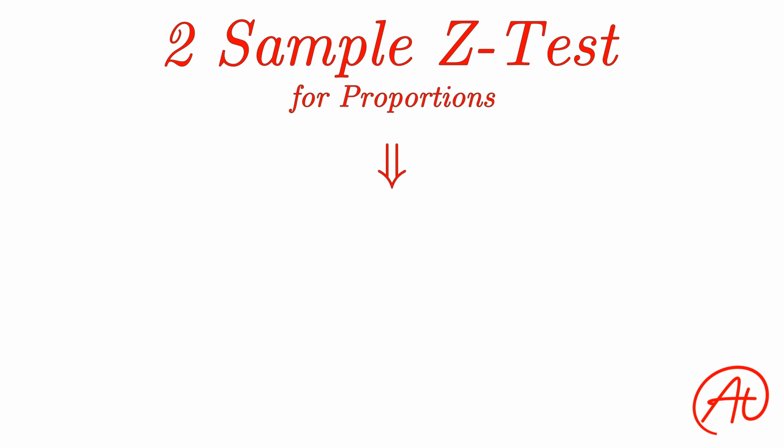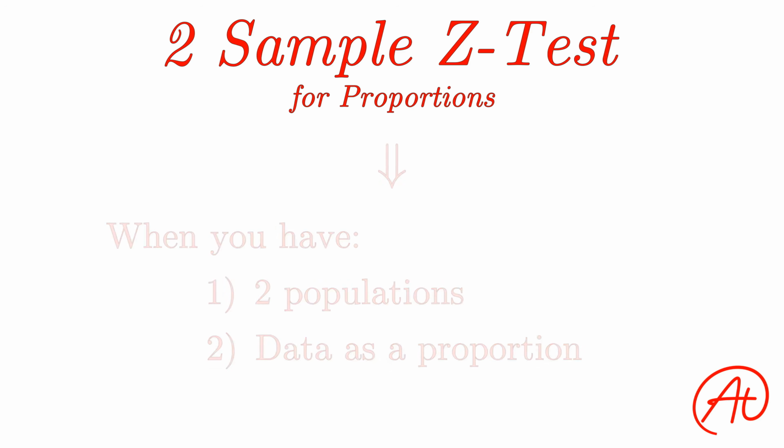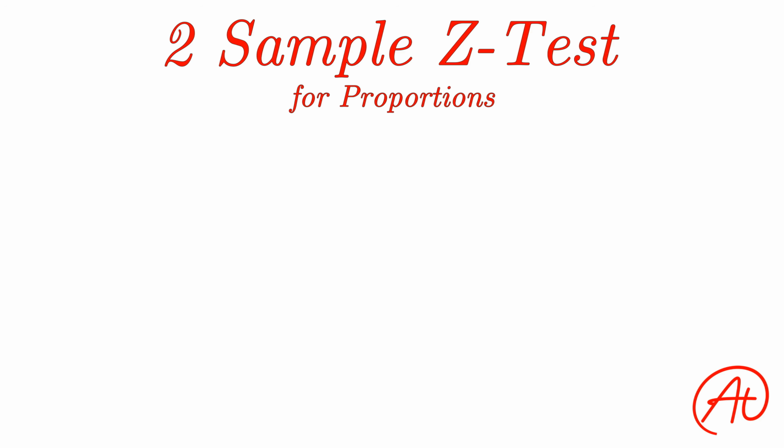So when would you use two sample z-tests for proportions? Well, you would use this type of hypothesis test whenever two things are true. First, you need to have two independent, distinct groups or populations you're pulling data from. And second, your data has to be in the form of a proportion, as opposed to a mean or another measure.